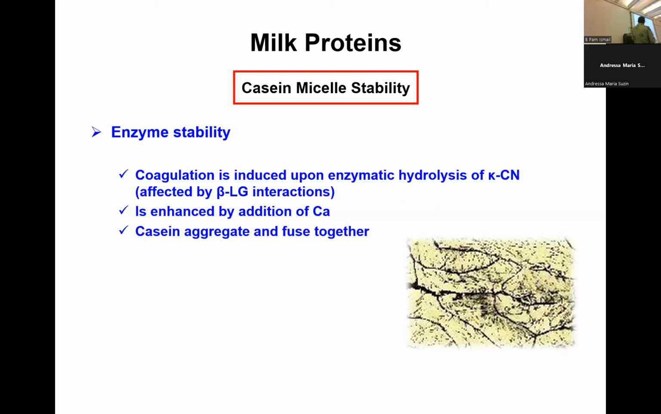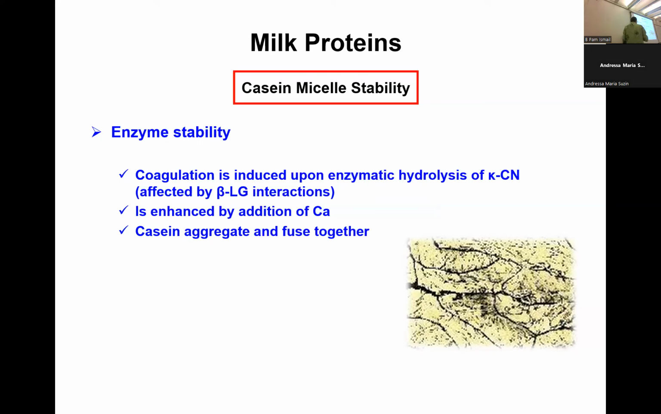However, with enzymes, this destabilization is a different process. We have the rennet enzyme or the chymosin enzyme that specifically breaks the bond, releasing the glycomacropeptide from the para-kappa casein. And when we release that, then we have the casein micelles fused together due to hydrophobic interactions and calcium phosphate bridges. And then the whey is separated.